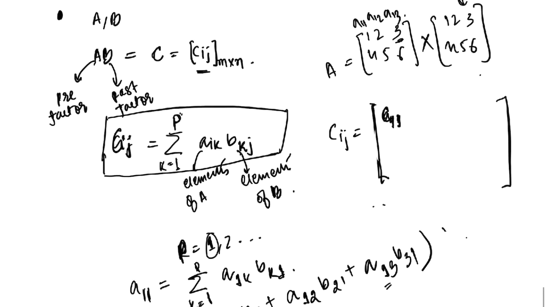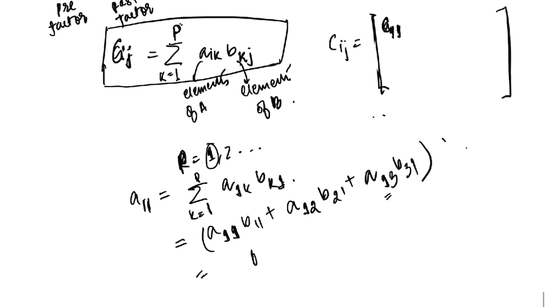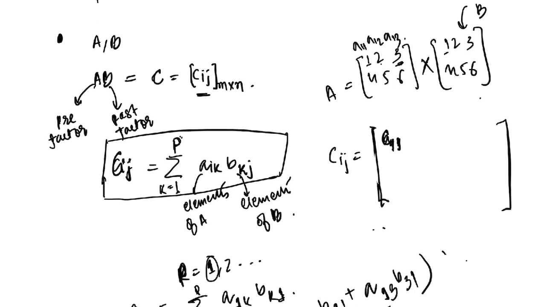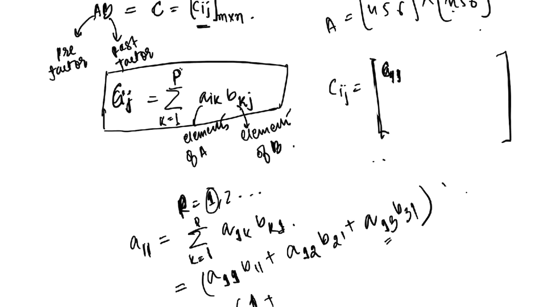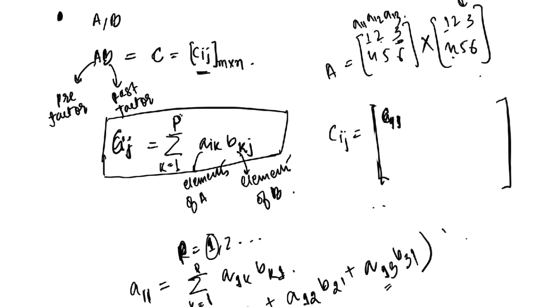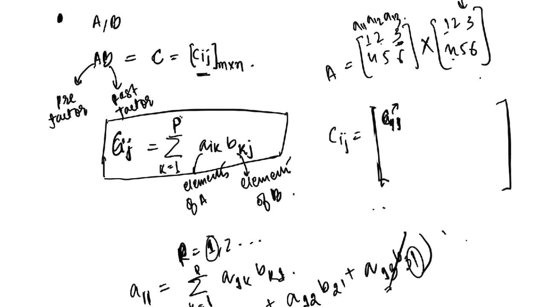Now a11 is 1 and b11 is 1, so we have 1 over here, right? And a12 is this, and b21 is this, so we have 8 plus a13, we have 3, and b31. Now here's the thing, do you have b31? No, we don't, so we're not going to have that. We have 9, so this is basically 9, and this is how we're going to find out the rest.